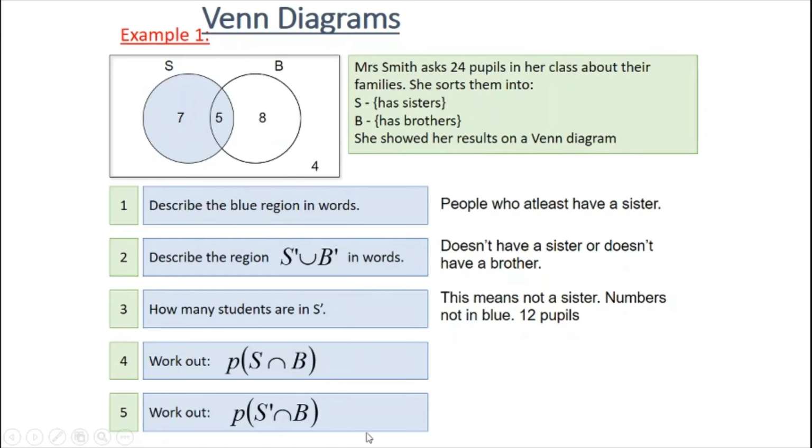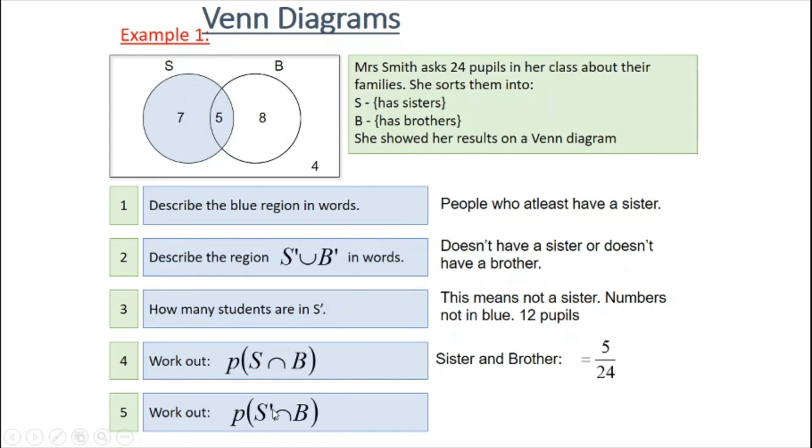Now these last two are asking you to work out probabilities. So the probability of picking someone at random who is S and B. So you're looking for a sister and a brother, so that would be the 5 in the middle, out of the 24 pupils. Okay, so the P in front of the bracket means find the probability, so you need to work out how many people satisfy those sets and then do it as a fraction.